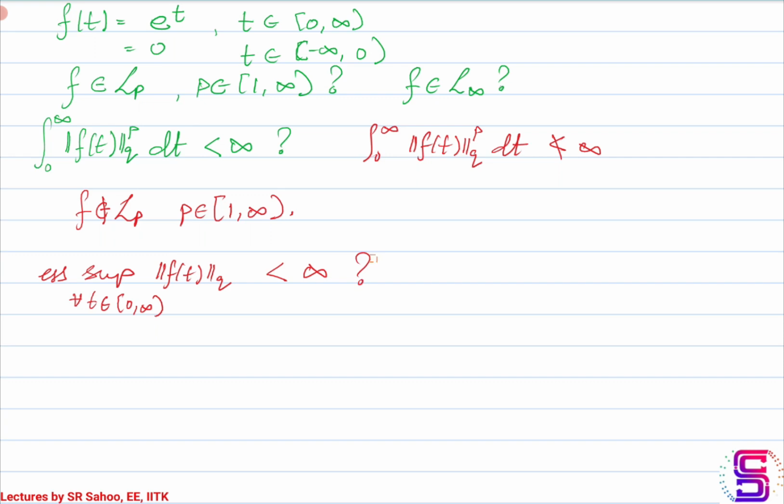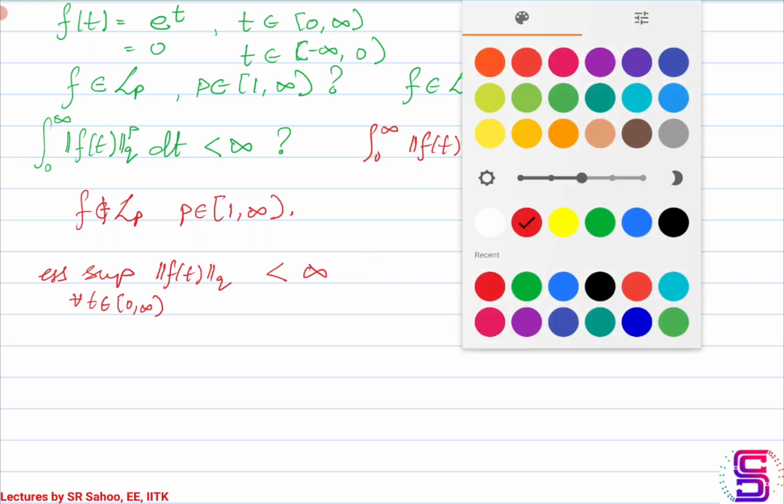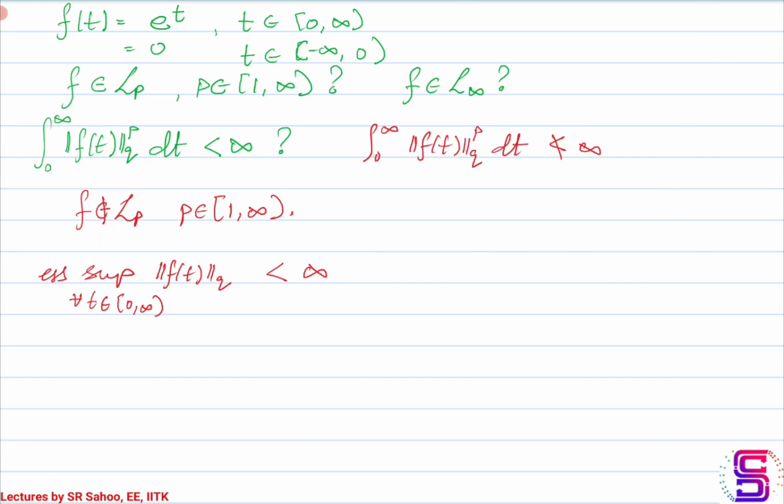And the answer is no, because exponential of t is an ever growing signal, right? So it doesn't belong to even the L infinity space. So f doesn't belong to the L infinity space. So this is a signal which does not belong anywhere.